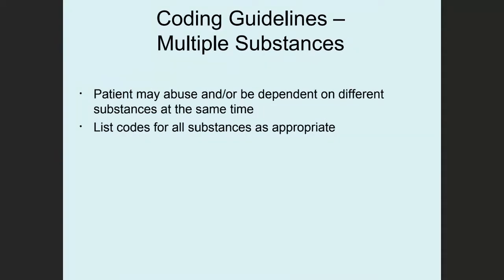Okay, unfortunately, sometimes the patient may be abusing or dependent on more than one substance. The guidelines state that codes should be listed for each substance involved. Addiction or use of multiple substances makes things much more complicated, so you want to have documented that they're more than one.